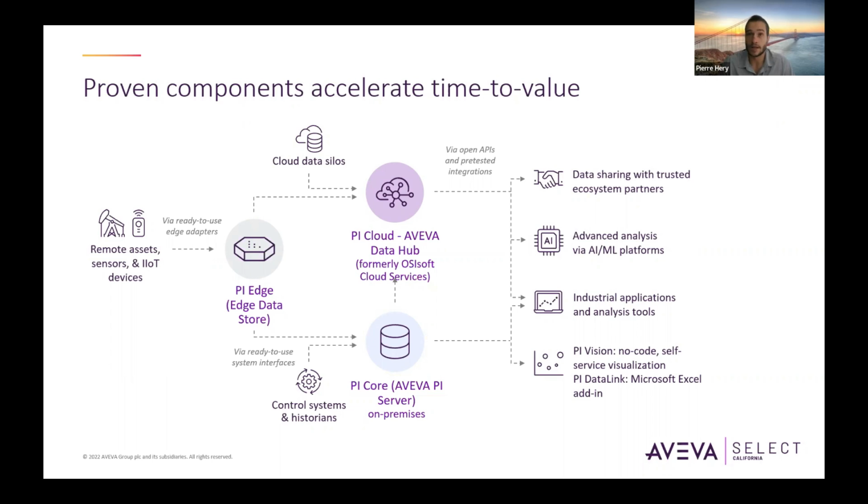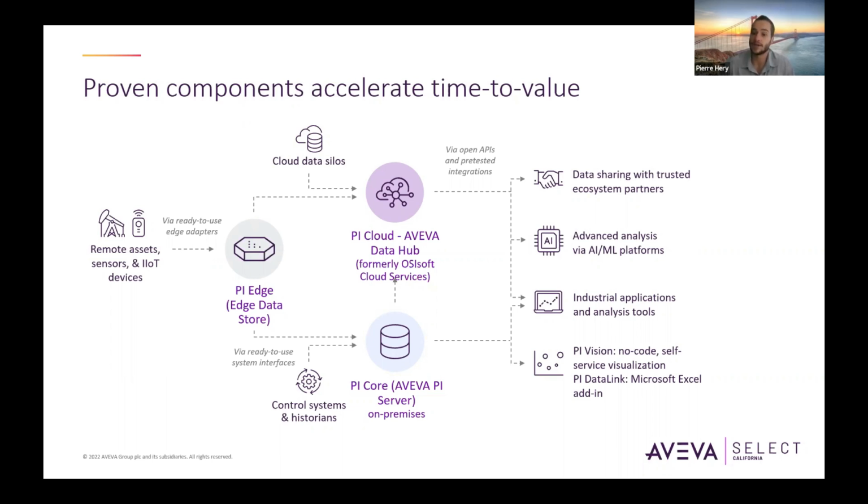The first component is PI Edge, or the PI Edge data store, which you can see on the left side here. The PI Edge data store allows you to tap into data from remote assets beyond the process control network. So these are data sources that are generally difficult or expensive to connect to, but they aren't necessarily on your plant floor, they're remote. So the PI Edge data store simplifies the process using PI Edge adapters and lets you aggregate that data to then send it to the PI Core.